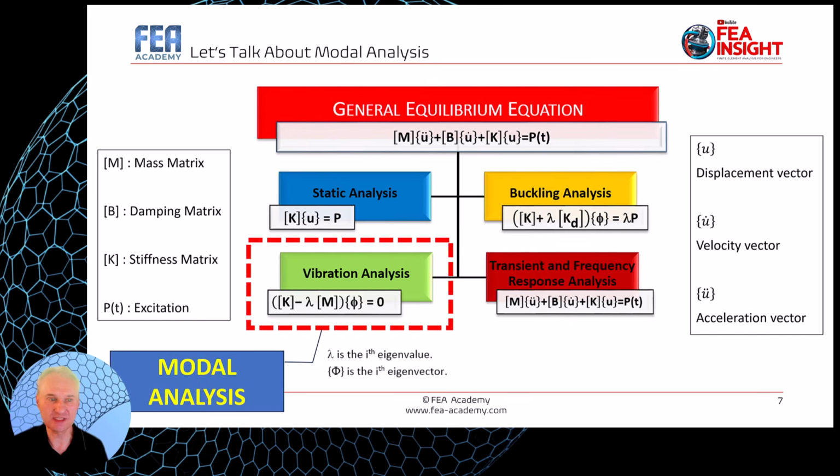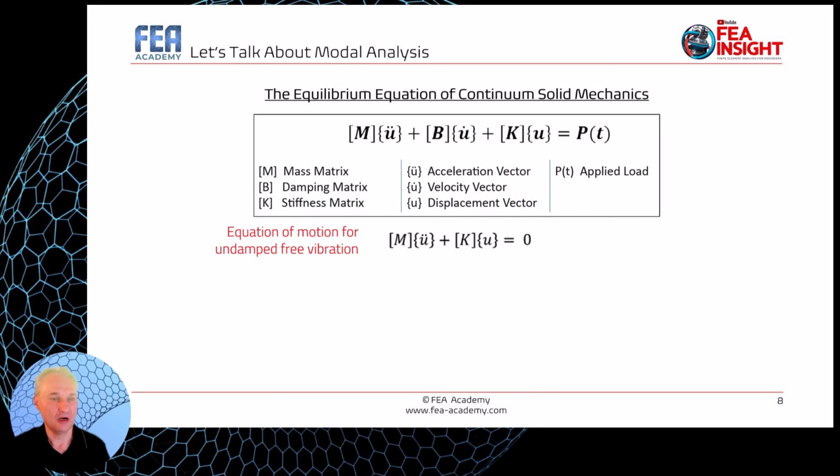When we want to solve this general equilibrium equation, we can make different assumptions, and depending on the assumptions we make, we obtain a different problem to solve. For vibration analysis, we obtain this equation, which is the equation of modal analysis. So the eigen equation typically is the equation we want to solve. How do we derive this eigen equation?